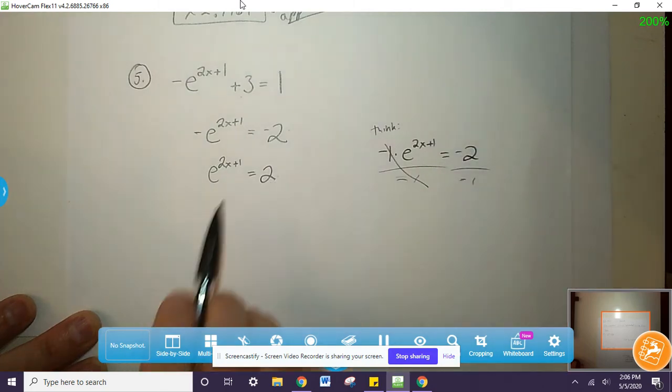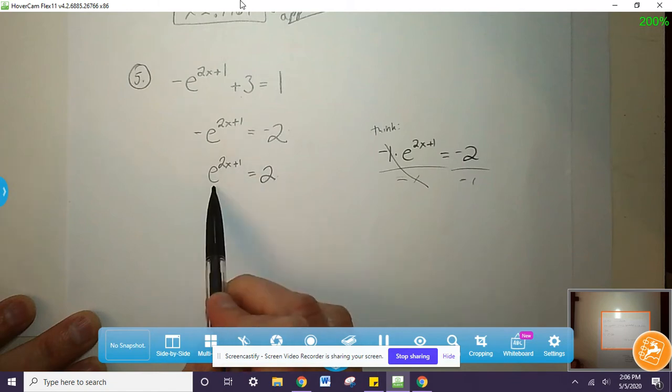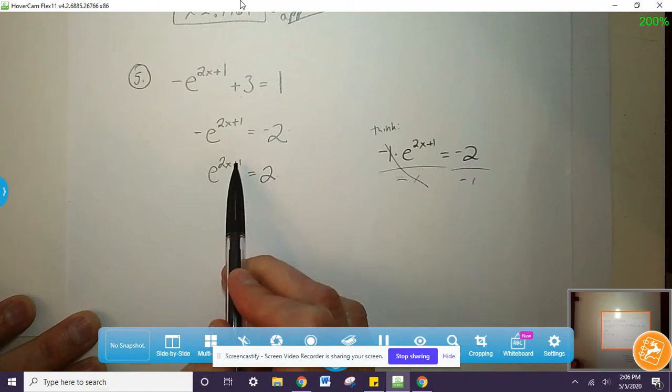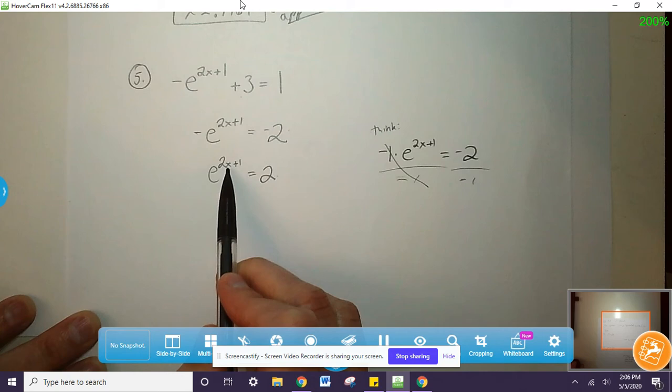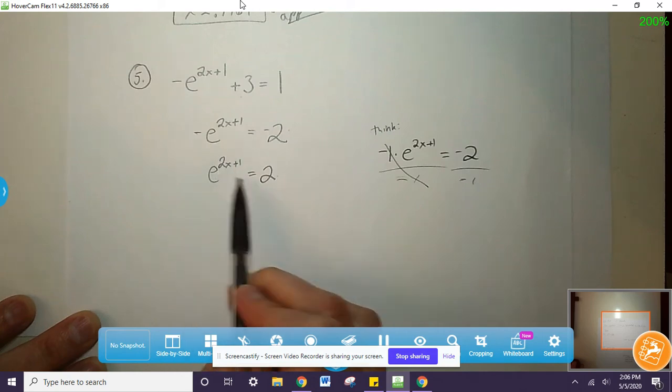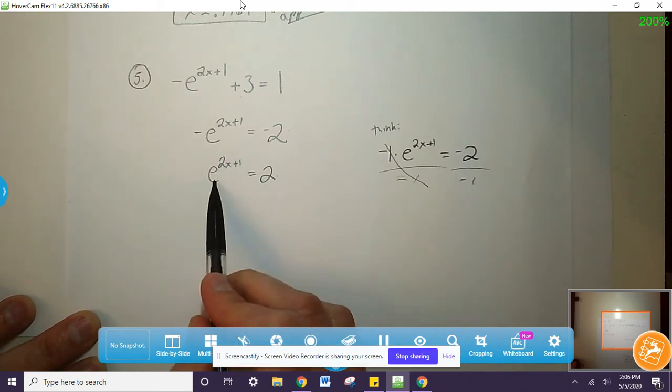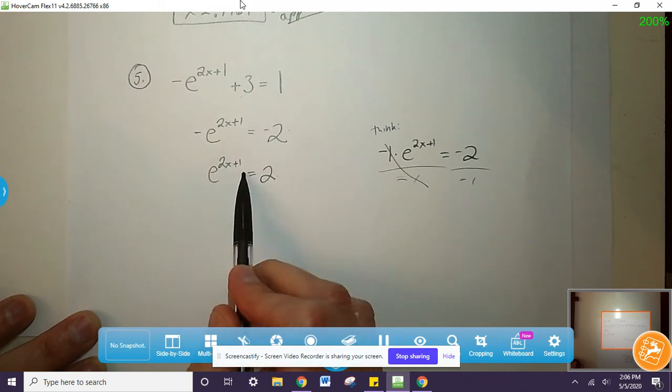This exponential is now isolated. You can't move anything else away because you can't move the 1 by subtracting it because it's trapped up there in the exponent. You can't move the 2 by dividing because it's trapped in the exponent. And you can't move e to the other side because that's the base of the exponential. So this exponential has been isolated.